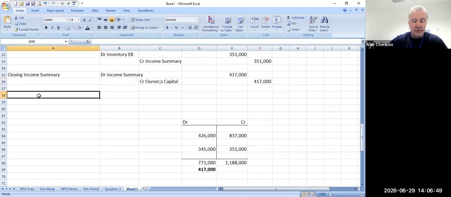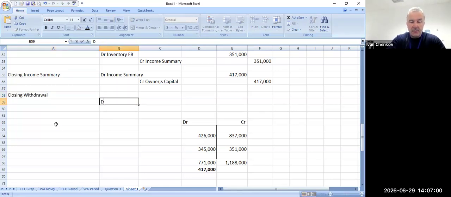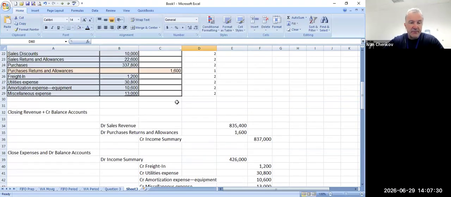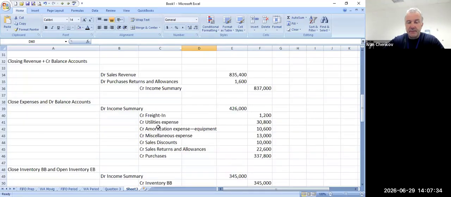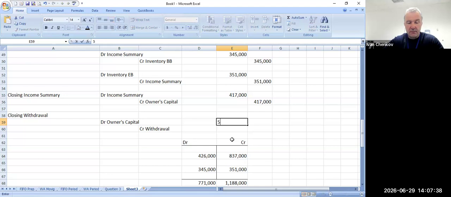And the last thing left is closing the withdraw account. The withdrawal is gonna be debit owner's equity, capital, sorry. It's capital, and here owner's capital. And we're gonna close it into credit, which will be the withdraw account, which is for 53,000. So the 53,000 in capital goes down and 53 comes here.